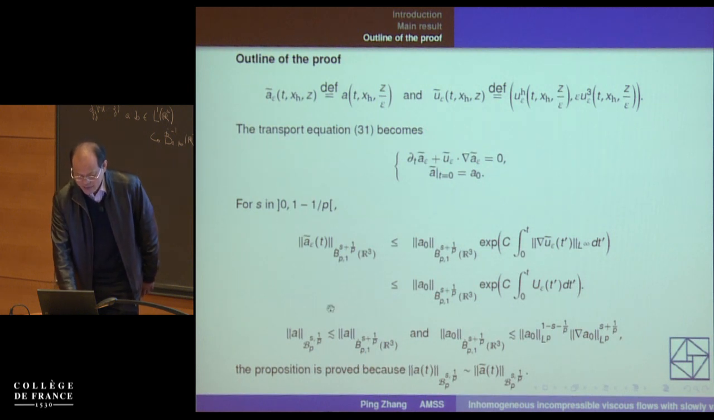On the other hand, it was proved by Yang Yu and myself that this anisotropic norm can be controlled by this isotropic norm. And this isotropic norm, by interpolation, can be controlled by this Sobolev norm. And moreover, because the last index is 1 over p, this anisotropic Besov norm is equivalent to this A delta anisotropic Besov norm. So in this way, we complete the proof of the proposition.